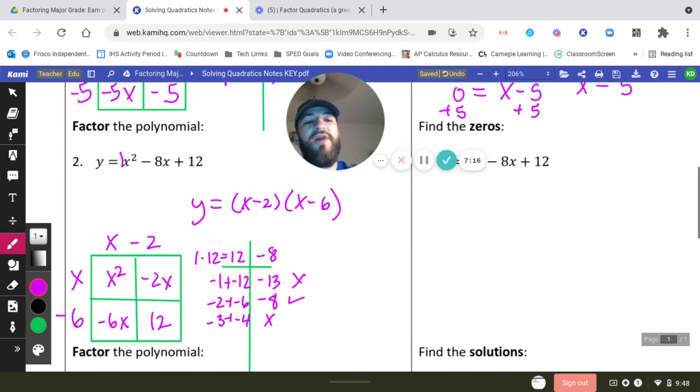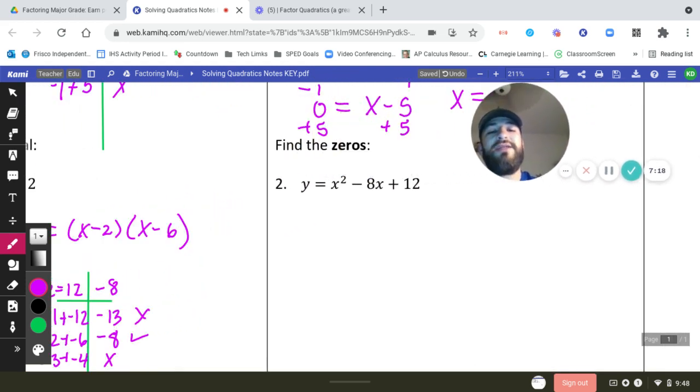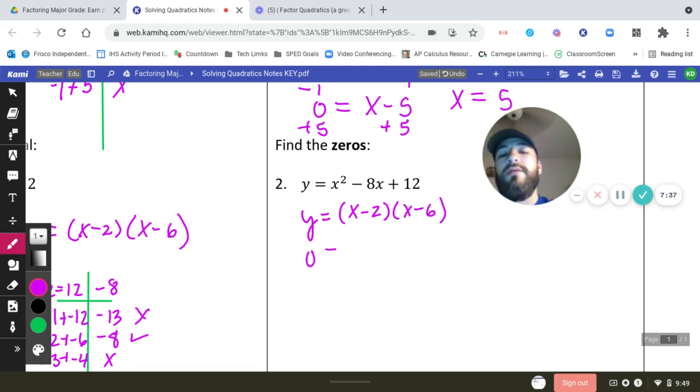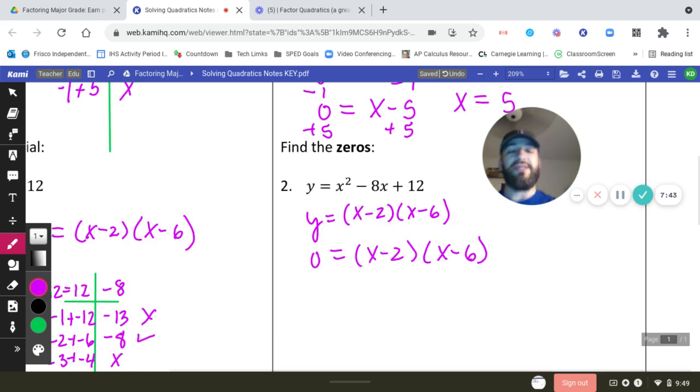All right, so let's move on to what we're actually working on in today's notes, which is solving. So we want to find the zeros. Remember, zeros are the same as roots, solutions, x-intercepts. So we're doing the same thing we did in number 1. We already factored this. We got y is equal to x minus 2, x minus 6, which means I can set these equal to 0, x minus 2 and x minus 6. And then once I set the whole equation equal to 0, I can set the separated factors equal to 0.